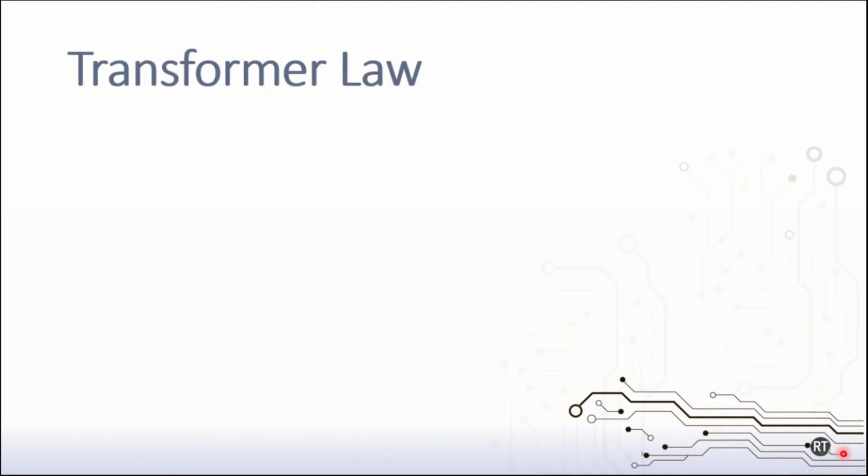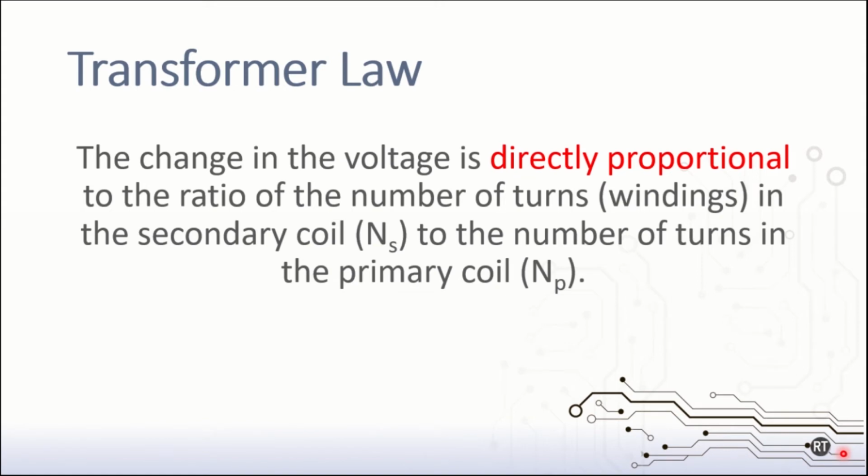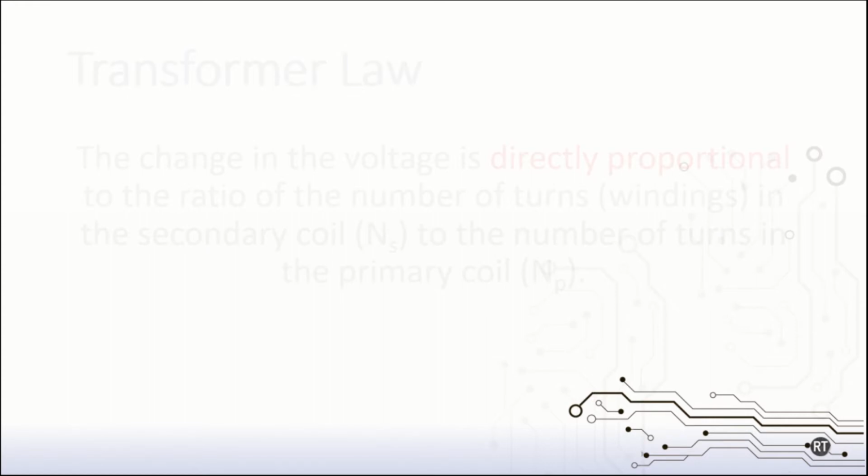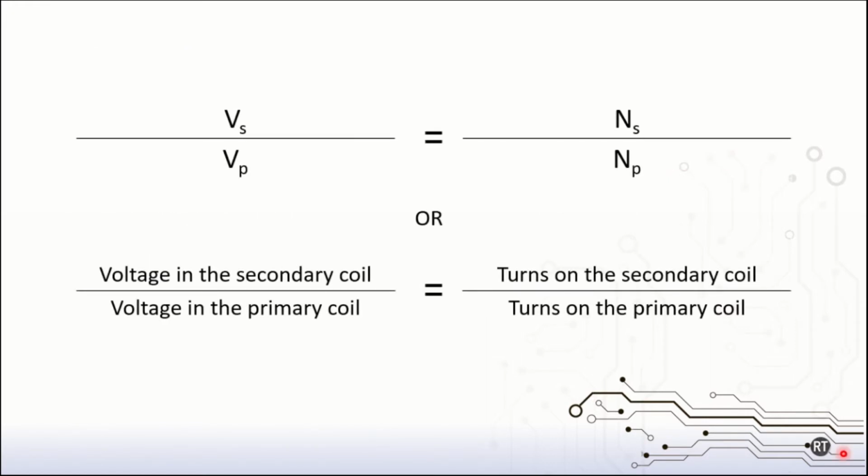This change is outlined in the transformer law. The transformer law states that the change in the voltage is directly proportional to the ratio of the number of turns in the secondary coil to the number of turns in the primary coil. The equation is given this way: Vs over Vp is equal to Ns over Np. Vs stands for voltage in the secondary coil, while Vp stands for voltage in the primary coil. Ns stands for the number of turns on the secondary coil, while Np stands for the number of turns in the primary coil.